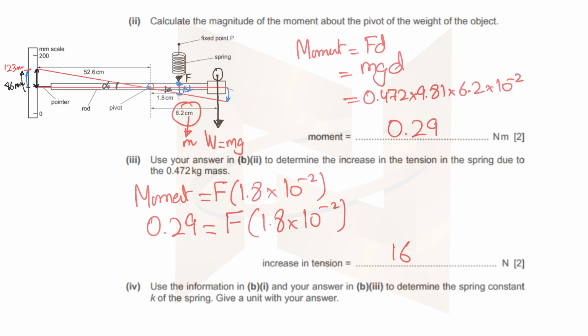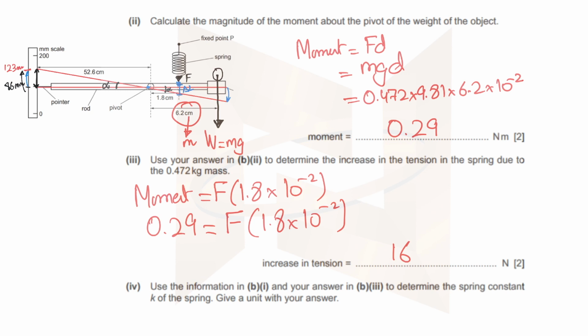In other words, I'm saying that the moment created by the ball is the moment utilized by the spring as well. So moment in the spring would be F into D. The distance of F from the pivot is 1.8 centimeters. Convert that to meters and you get the increase in the tension or the increased force in the spring.